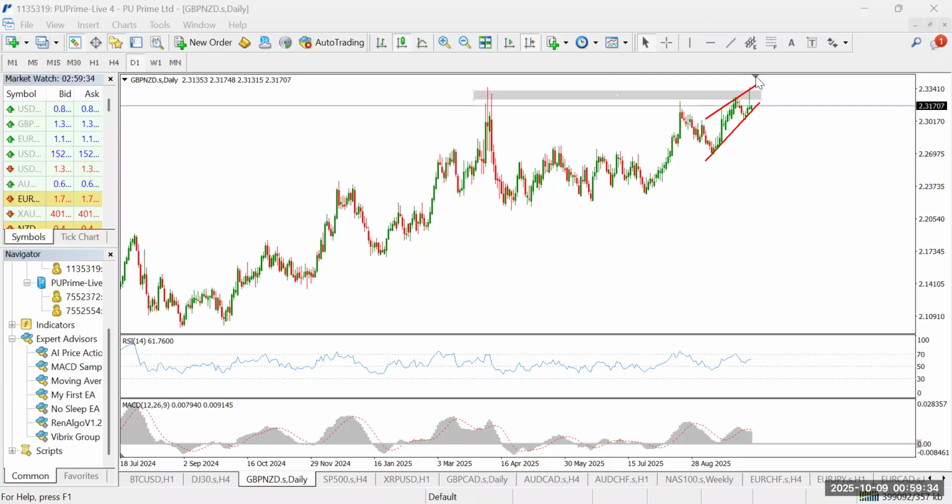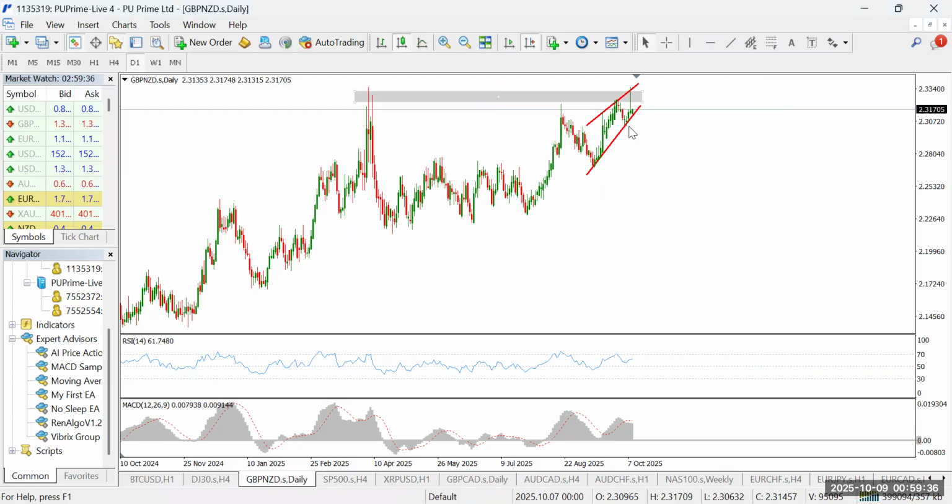All right, so the next instrument I'll be analyzing is the GBPNZD. Now, this instrument is at a resistance zone on the daily time frame, and the candle that closed yesterday closed as a rejection candle right up there. So we have a resistance on the daily time frame, a rejection candle on the daily, and also the formation of a rising wedge pattern. So technically, I'm looking for a bearish movement on this particular instrument.